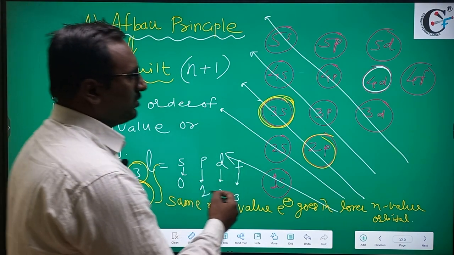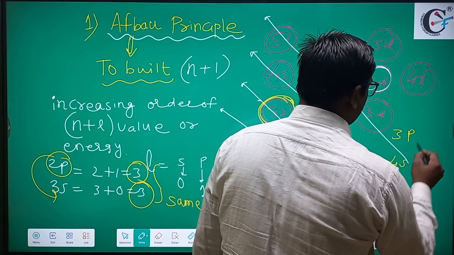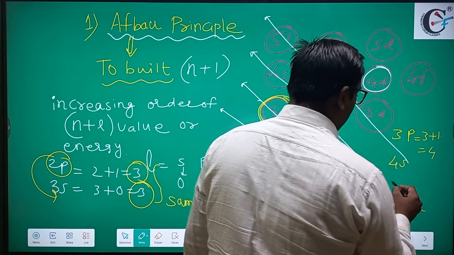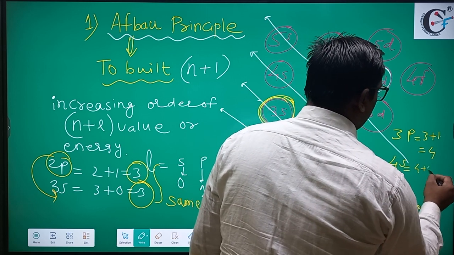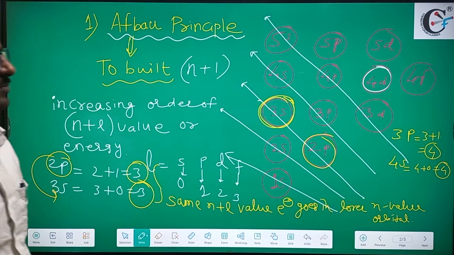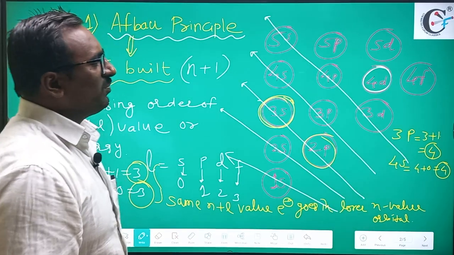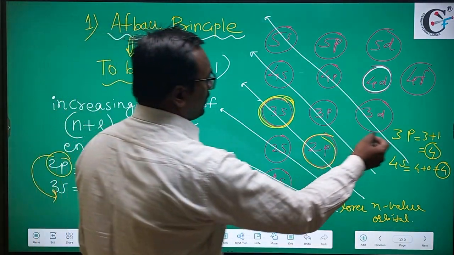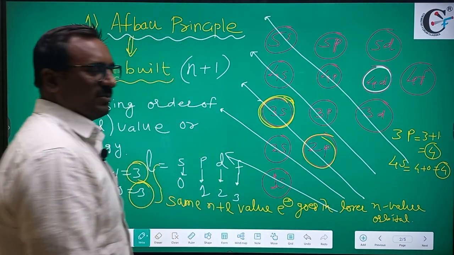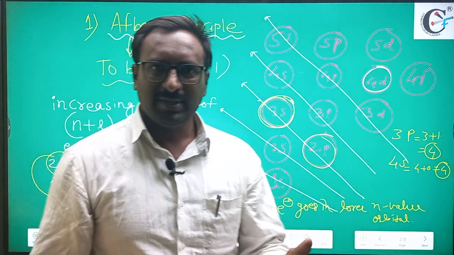Now take another example, 3p and 4s. Suppose we have 3p orbital and 4s orbital. 3 plus 1 is 4 and 4 plus 0 is 4. Both are having same n plus l value, 4 and 4, but electron prefers to go in 3p. The electron goes first in 3p and then in 4s. Okay, so this is nothing but the above principle.